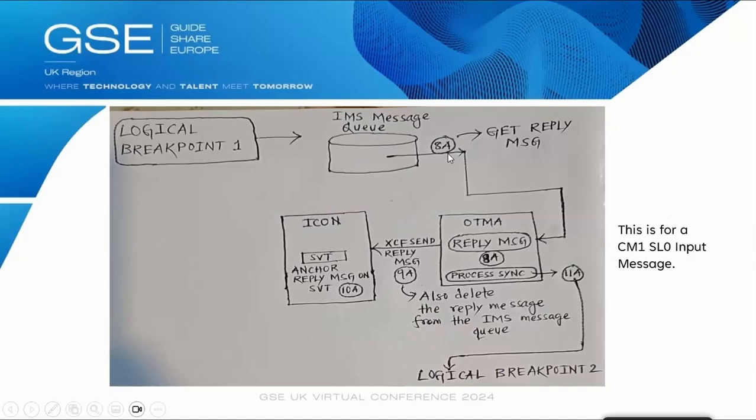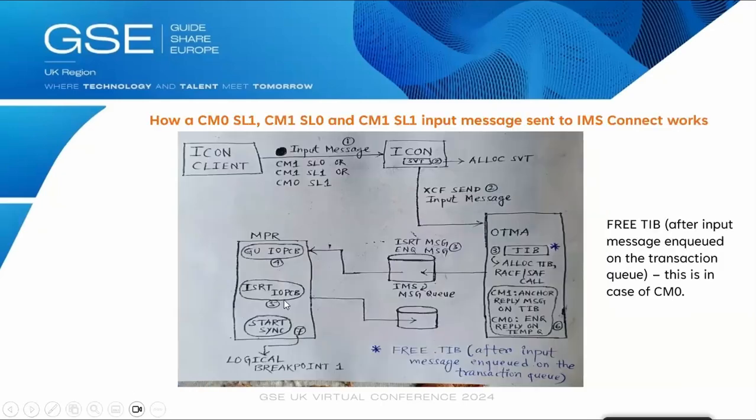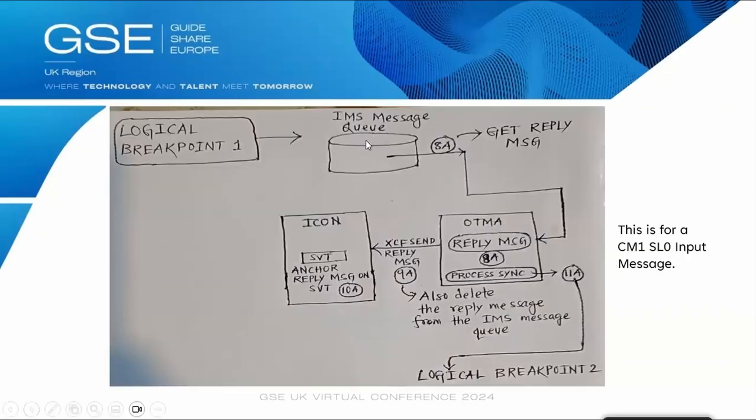So again, moving on to numbering system 8A, IMS OTMA will now retrieve the reply message from the message queue. If I go back over here, point number 5, the IMS transaction application program had done an insert of the reply message to the IOPCB. So over here, IMS OTMA will retrieve the reply message from the message queue, which is point number 8A. So it gets the reply message.